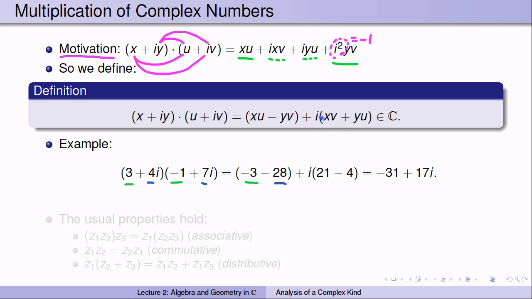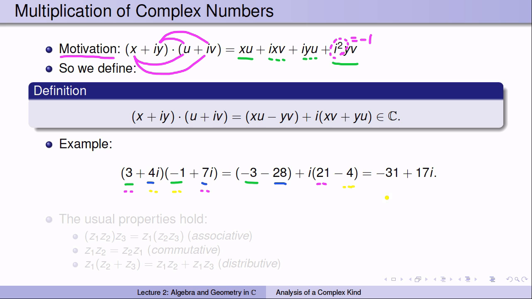Then I'm going to get the imaginary part by taking x and multiplying it with v. So 3 times 7, that's this 21. And finally, I take y times u. So this is y, and u is here. So 4 times -1 is -4. Then I simplify. -3 minus 28 is -31, and 21 minus 4 is 17. So the result of this product is again a complex number, and it is -31 plus 17i.